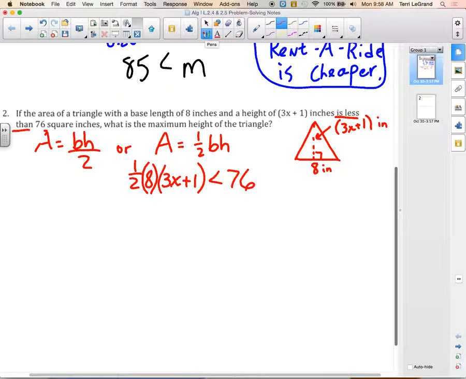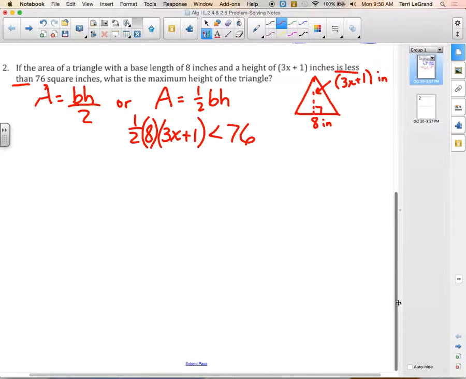So how do we find the area? We take 1/2 times the base times the height. That area, in this case, it says is less than 76 square inches. We'll leave the square off for right now. So 8 is the base, 3x plus 1 is the height.